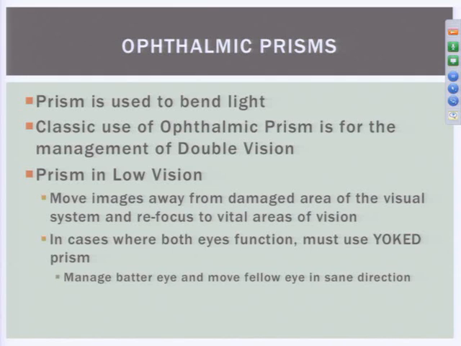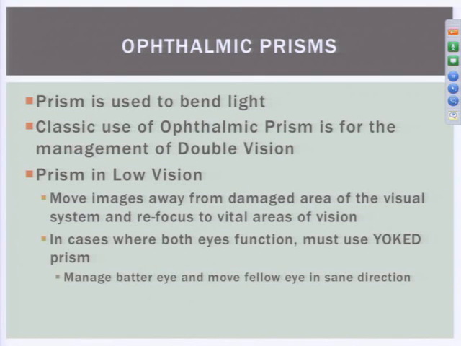So when everybody thinks about prism in eye care, they think about people who have strabismus or what we know as crossed eyes. These are crossed in or crossed out. Most of the time these are children. Sometimes it's adults that have a stroke that have double vision. So management of double vision has always been the classic application of prism. However, that's again not what we use prisms for in low vision.